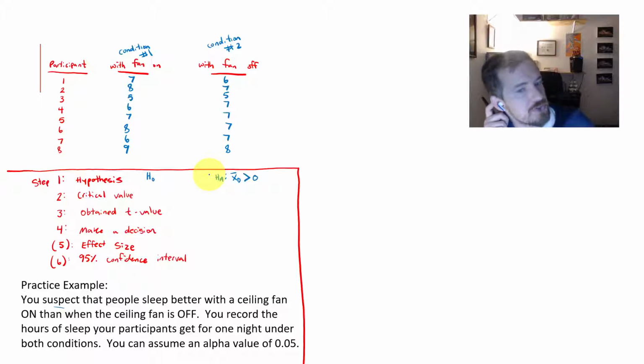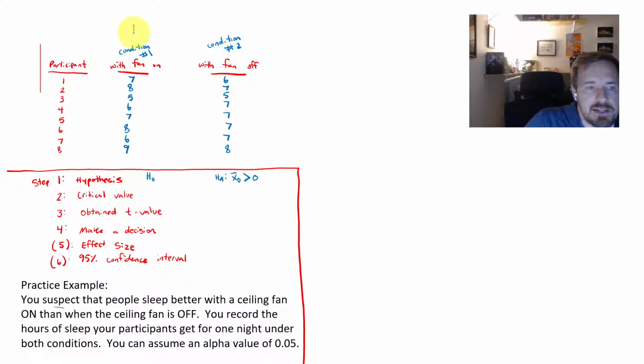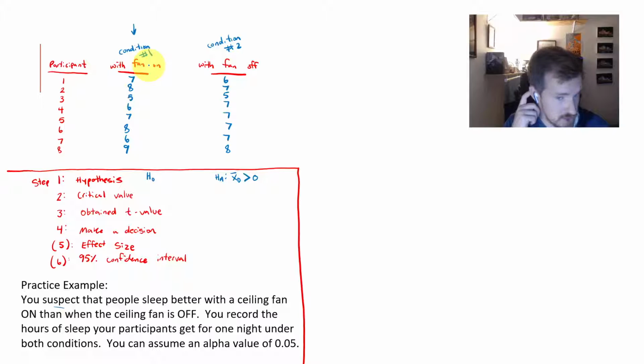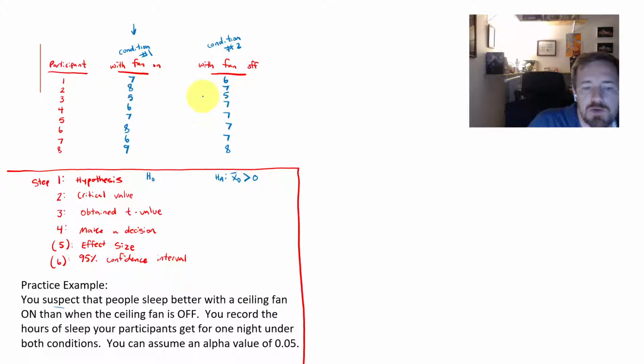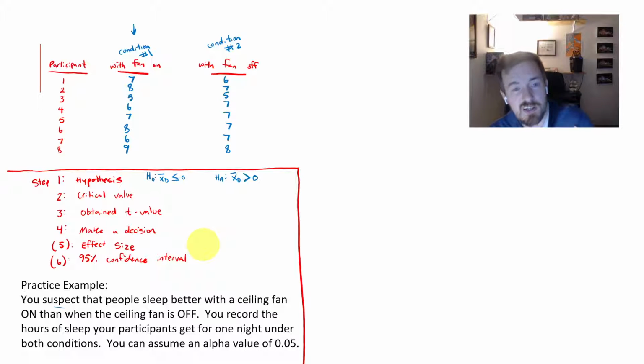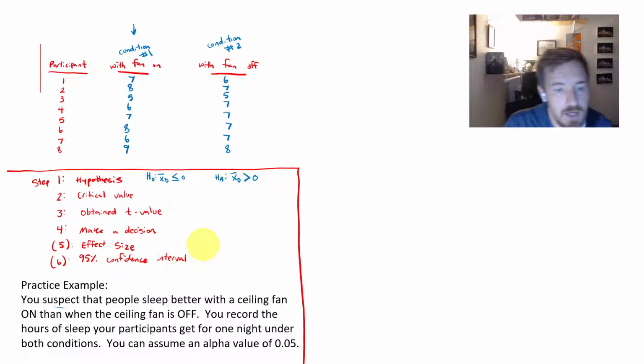So why did I choose that? Because I think that this condition 1 is going to be bigger than condition 2. And so the change, once we subtract these, will probably be positive, which is why I have this expressed this way. For the null hypothesis, we're going to do the opposite, right? So the mean difference here is going to be less than or equal to 0. Alright. So that is pretty much it, I believe. Yeah. So we can phrase it that way.